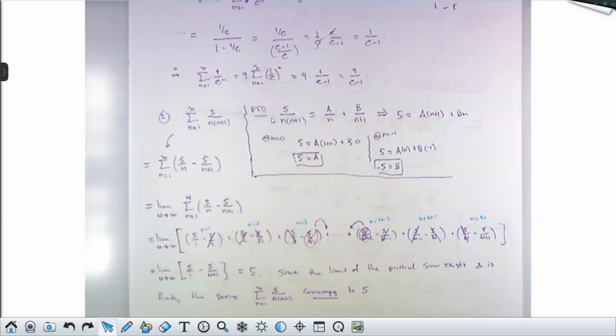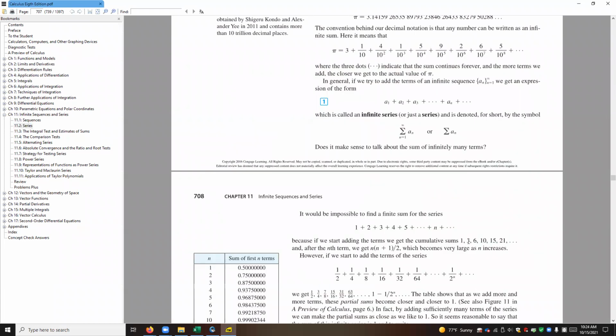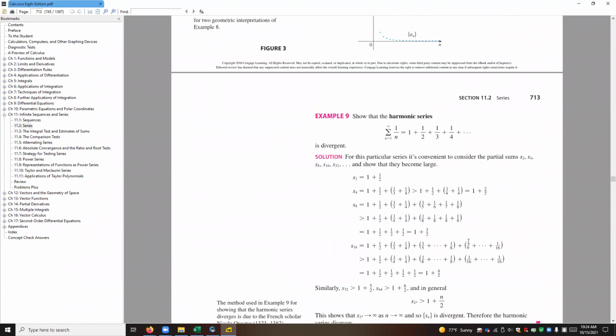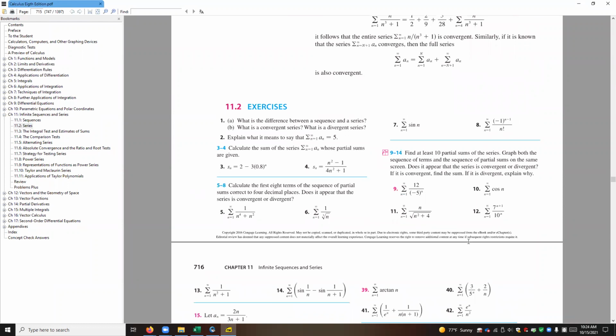But if you look in the book, or at the examples we did in class last time, you'll see that there are many telescoping series that don't involve any partial fractions. But it is true that oftentimes the telescoping series we will see will involve some partial fractions.